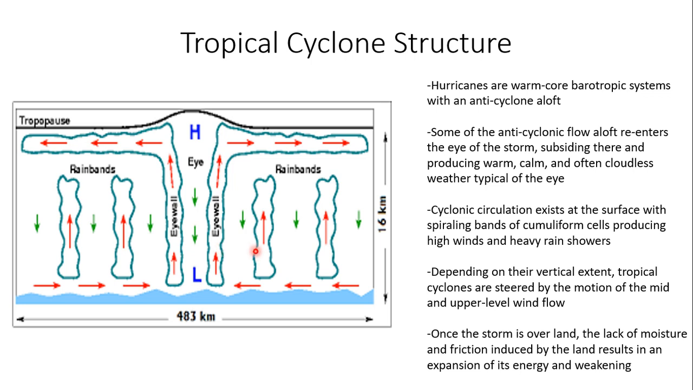The winds, as well as the precip, tend to get progressively worse the closer you get to this eye wall and the eye of the hurricane itself. So you have cyclonic circulation at the surface, spiraling bands of cumulus clouds that produce the high winds and heavy showers associated with these rain bands. Depending on their vertical extent, tropical cyclones are generally steered by the motion of mid and upper level winds. And once the storm is over land, generally these tropical cyclones are going to weaken drastically due to the lack of their heat energy source, the moisture, as well as the force of friction induced by the land. This results in an expansion or widening of the energy and an overall weakening trend of tropical cyclones.